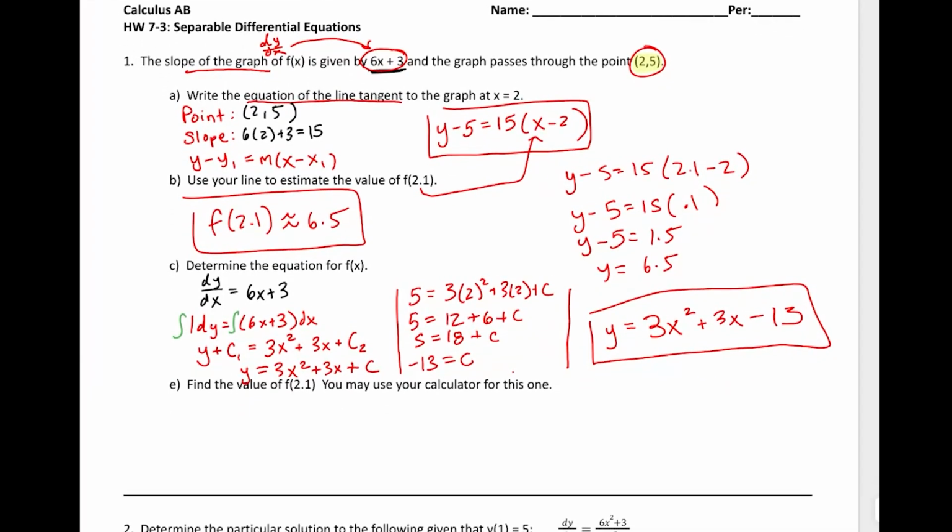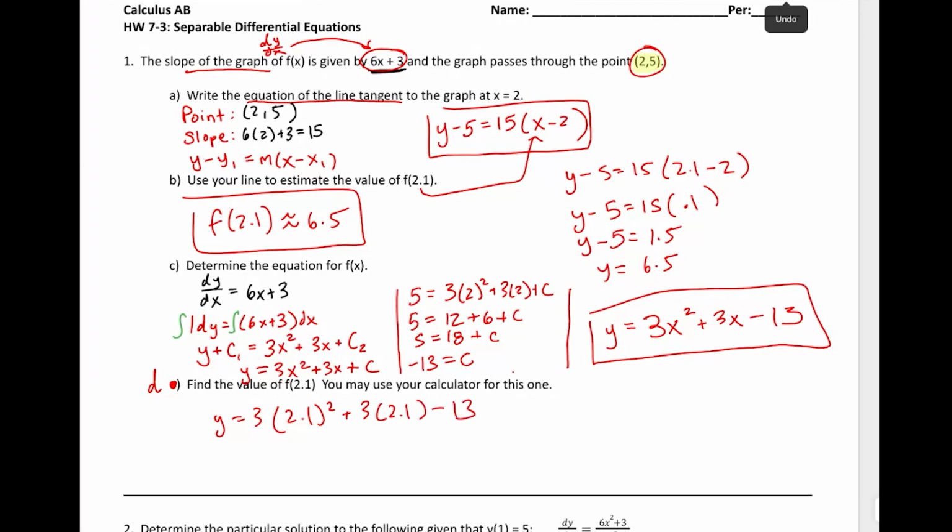Now the last part says E, but D comes after C, so I guess something got left out there. We got a little typo there. But anyway, find the value of f of 2.1. We used a linear approximation back in part C to find that. But at this point, we're going to figure out what it is exactly because we know the equation for y now. So y is going to be 3 times 2.1 squared plus 3 times 2.1 minus 13.